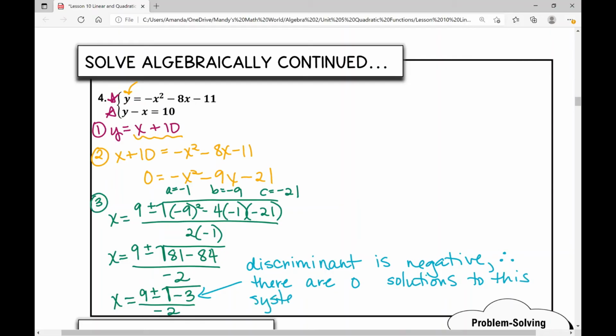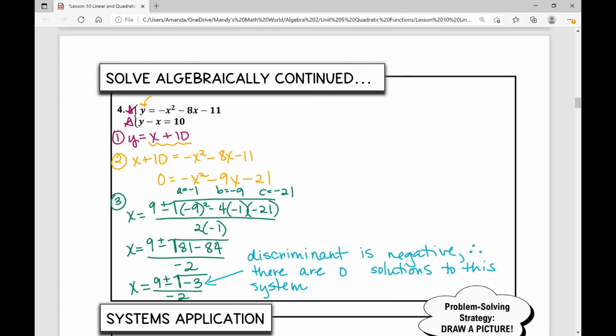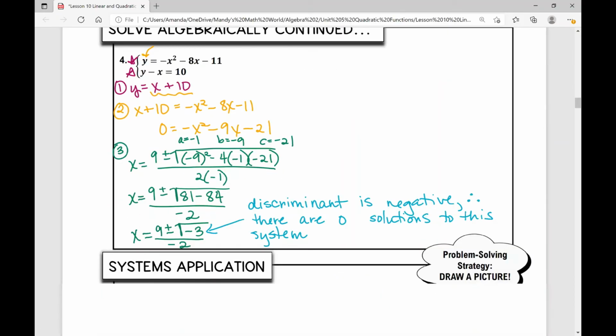So algebraically, this is the type of situation you would encounter when you have 0 solutions, 0 points of intersection. If you were to take these two graphs and put them on a coordinate plane, they would not intersect. So this is that third type of solution that you might see.